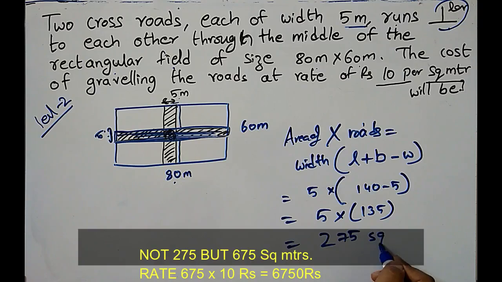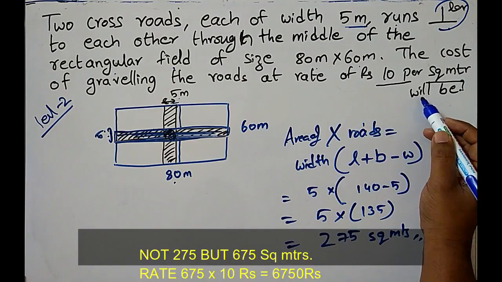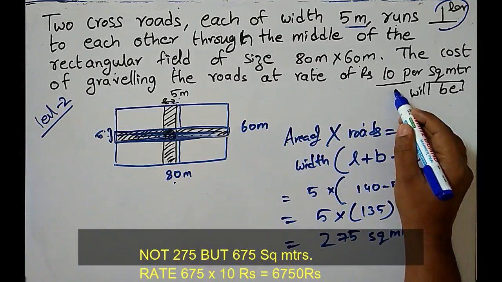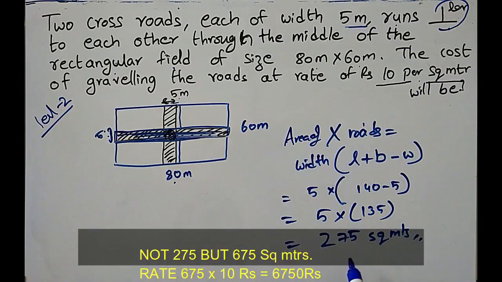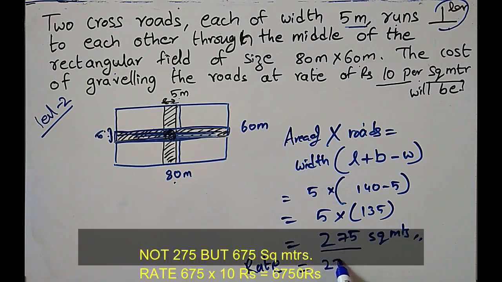which comes to 675 square meters. And what is the cost of laying the road or graveling the road? 10 per square meter. Here we have got 275. So we will get the rate to lay the road or gravel the road as 275 into 10, that is equal to rupees 2750.